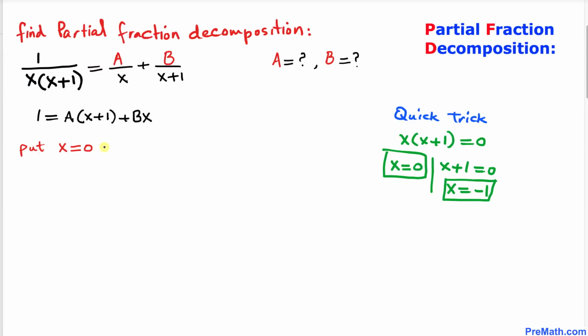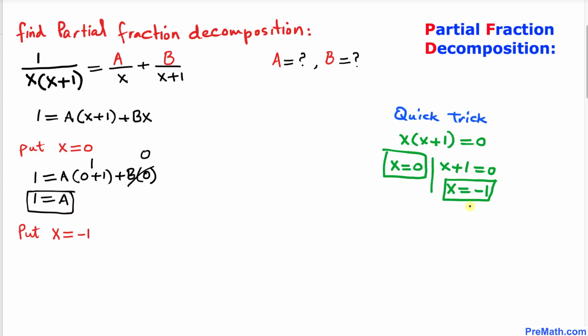Now we pick the x equal to 0 value over here and plug it in this equation. So on the left hand side, we got 1 equal to a times, wherever we see x, I'm going to replace it by 0, so 0 plus 1, plus b times 0. So we simply got 1 equal to a times 1, since 0 plus 1 is 1, and this whole b term becomes 0. So a times 1 simply turns out to be a. So our a value turns out to be 1.